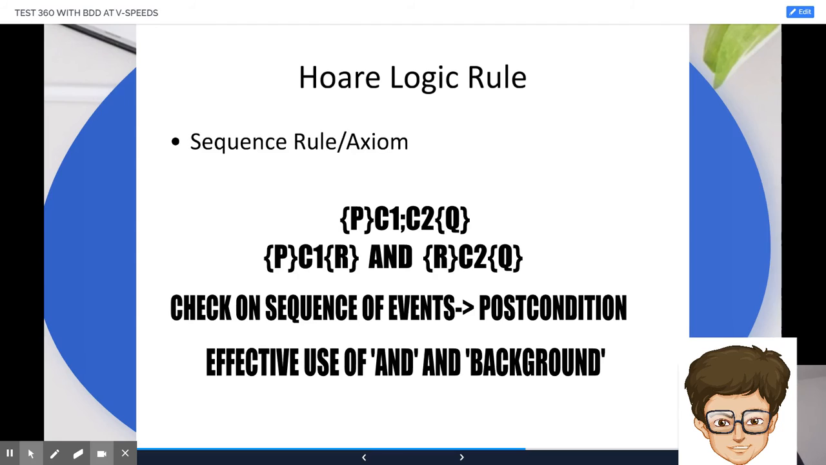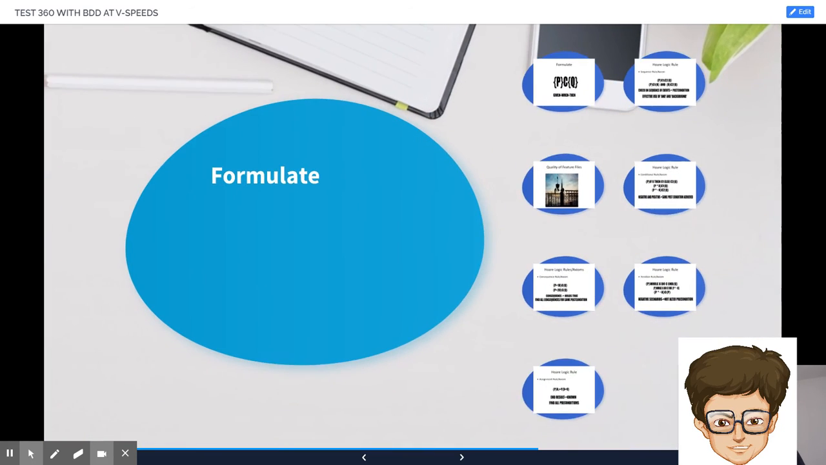So it's just to ensure that in all your feature files, if you have scenarios where you want to ensure the sequence of events happening correctly, that you are using the proper AND and then the background keywords when and where needed, and you are taking into account all the intermediate scenarios when you are evaluating a scenario and writing a scenario for a feature file. So that's pretty much what a sequence rule is.